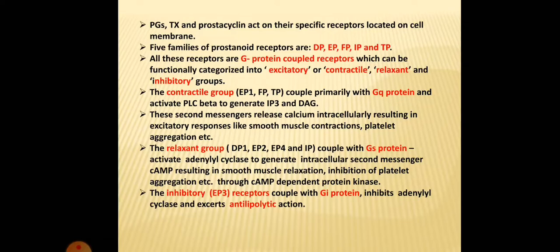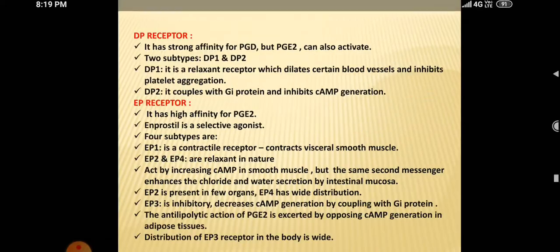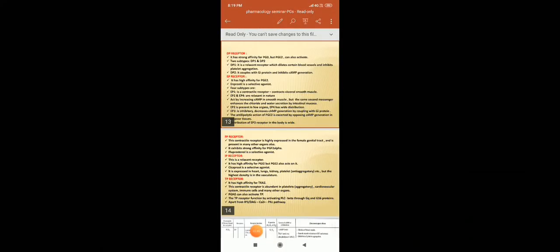And the inhibitory receptor, that is the EP3 receptor, couples with Gi protein and inhibits adenylyl cyclase and exerts anti-lipolytic action. The inhibitory receptors are just the opposite of the relaxant group. The relaxant group activates the adenylyl cyclase pathway, but this inhibitory group inhibits the adenylyl cyclase pathway. So let's look at the figure.